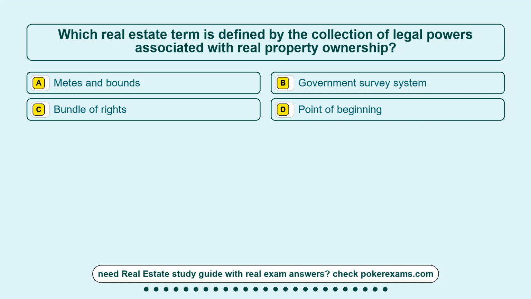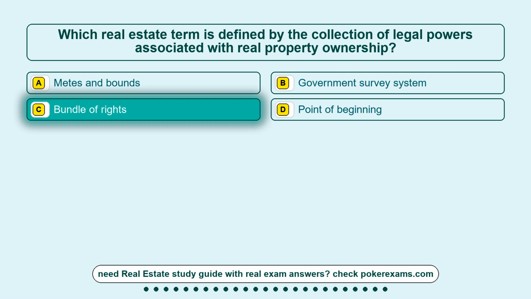Question 4. Which real estate term is defined by the collection of legal powers associated with real property ownership? Option A, metes and bounds. Option B, government survey system. Option C, bundle of rights. Option D, point of beginning. The correct answer is option C, bundle of rights.